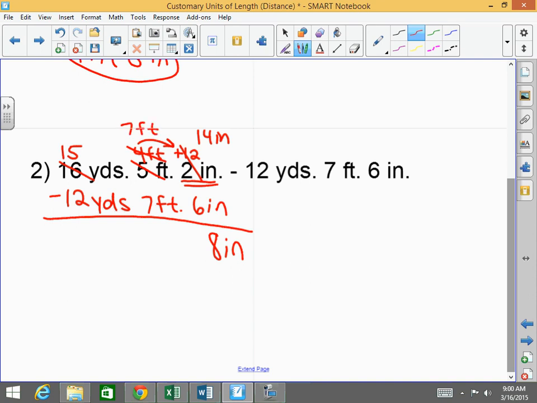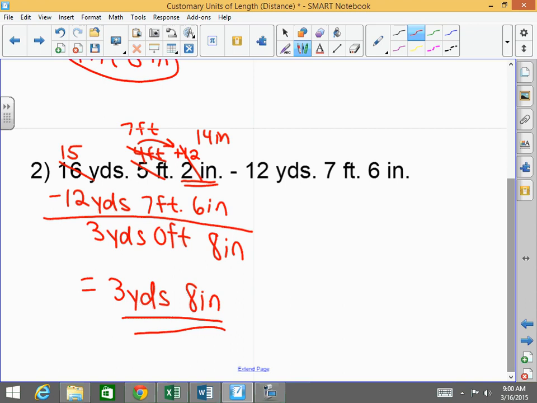What's 7 feet minus 7 feet? 0. So that just cancels out. 0 feet. And then 15 yards minus 12 yards is 3 yards. So my answer is 3 yards and 8 inches. This is very important, the borrowing and the carrying over. Does everyone understand what we just did here? This is very important, my brothers.